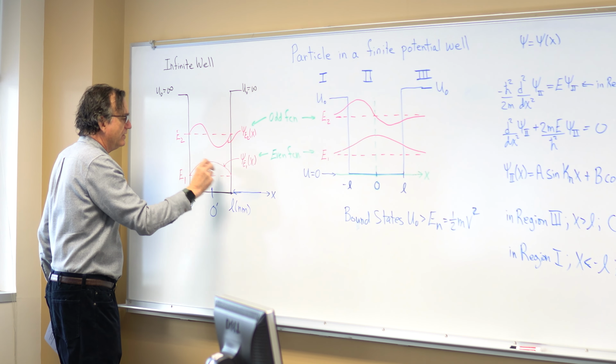Now the rest of the problem depends on boundary conditions. So now we have to apply boundary conditions, as we did with the infinite well. And the boundary conditions for the finite well potential are, first of all, that the wave function psi in region 1 evaluated at minus L must be equal to psi in region 2 evaluated at minus L. In other words, the wave function needs to be continuous across the boundary.